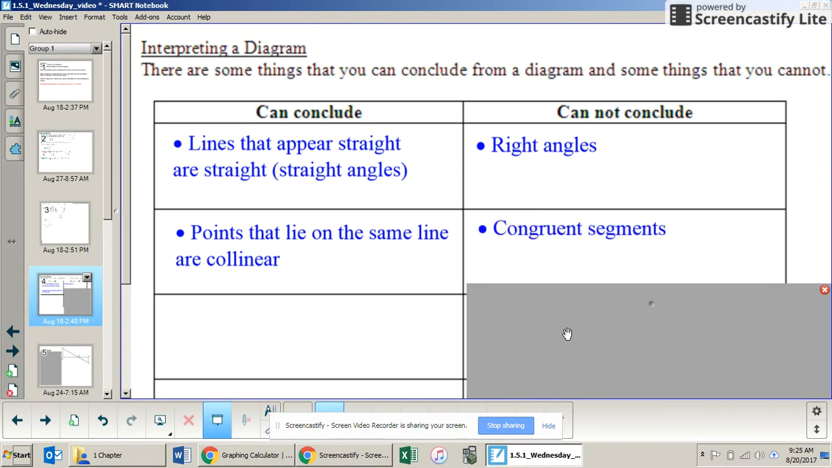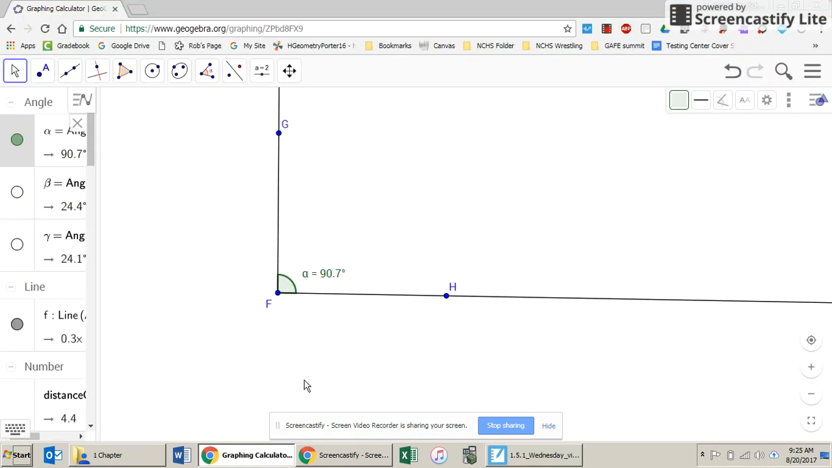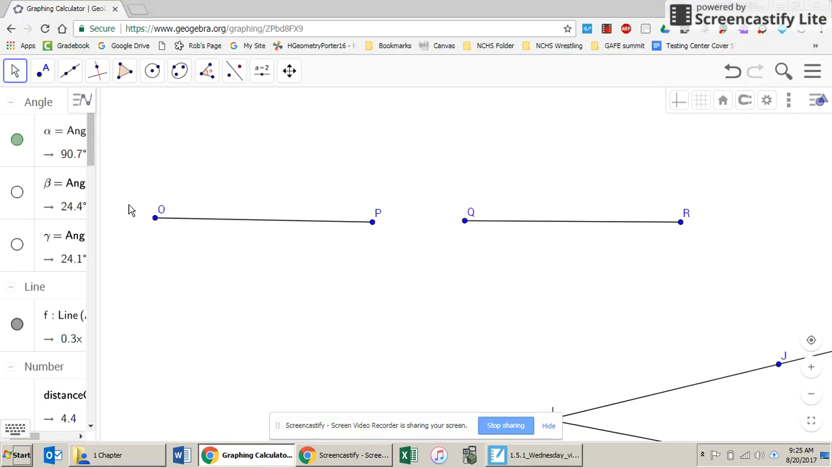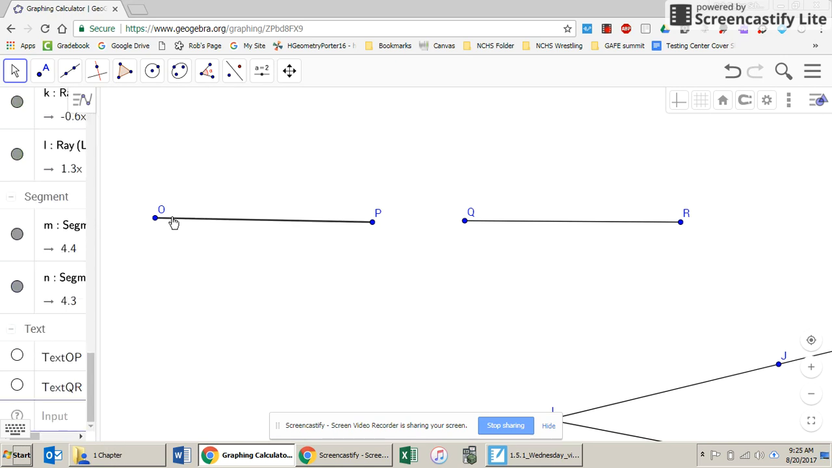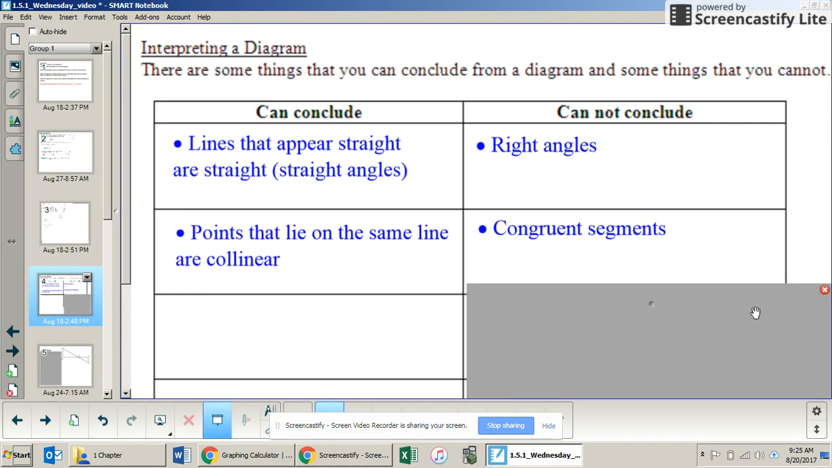Besides right angles, we cannot conclude that segments are congruent, even if they appear to be so. If we look over here, it looks like these two segments are exactly the same length if you look at them closely. Looks like OP and QR are the same length. When we put in the measurements, this one's 4.4 in length and this one's 4.3 in length. They're not actually congruent to each other. So just because they look like it doesn't make them congruent.